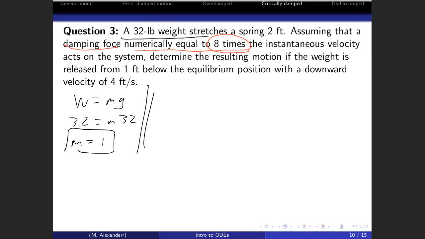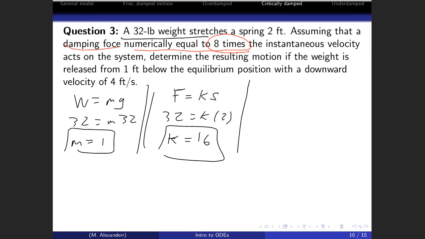Then we talked about the spring coefficient, and that was using Hooke's law. Hooke's law says that the force that the mass does on the spring is equal to k times the stretching. We said that the force in this case is 32, and the stretching is 2 feet. And so we said that k is equal to 16 as before.